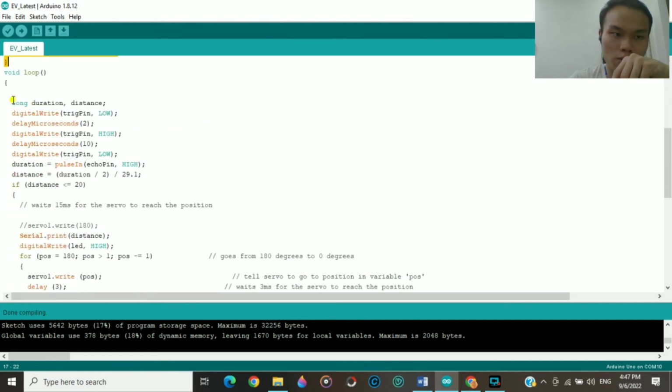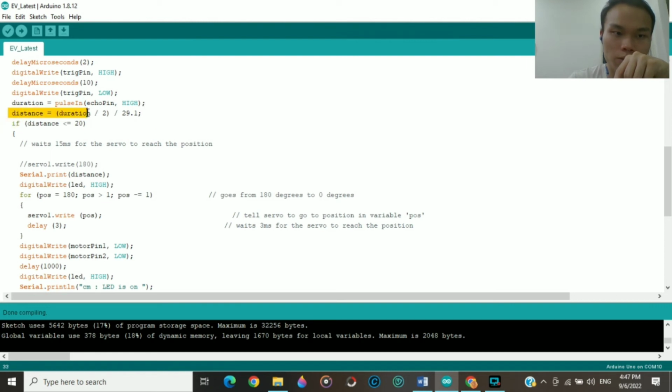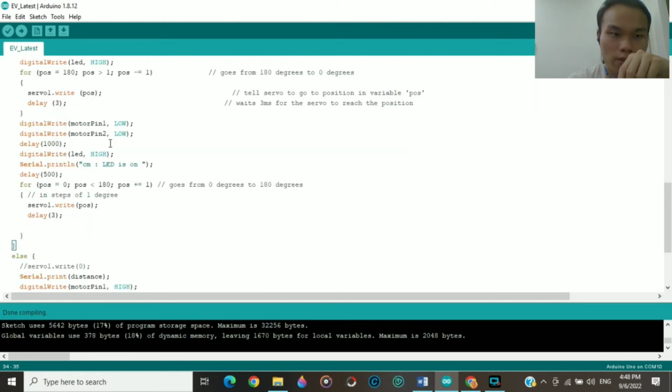In our loop we use long duration and distance. We write the trigger pin low, delay 2 microseconds, and then the other one will be high for 10 microseconds. The distance will be calculated as duration divided by 2 over 29.1. Then we use an if-else: if the distance is less than or equal to 20, the LED will become high. The position will move from 100 degrees to 0 degrees.